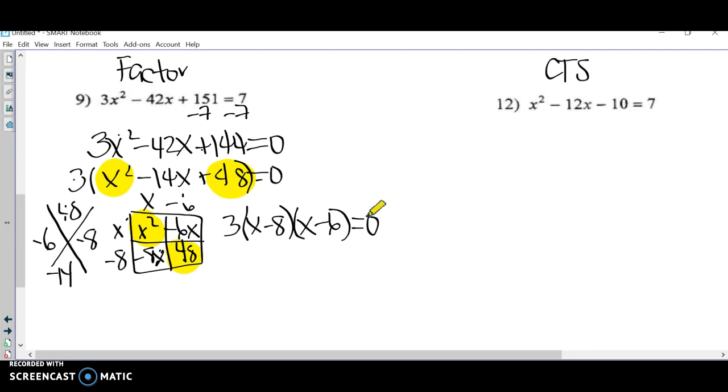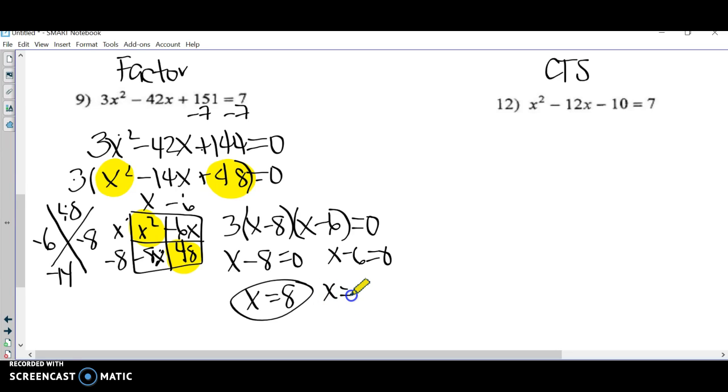But if I ask you to solve, remember we can divide out the 3 from both sides, because that greatest common factor doesn't have an x, so it's not part of my solution. And I would set x minus 8 equal to 0 and x minus 6 equal to 0 and solve for x. Adding 8 to both sides would give you x is equal to 8, and adding 6 to both sides would give you x is equal to a positive 6. So those are my two solutions.